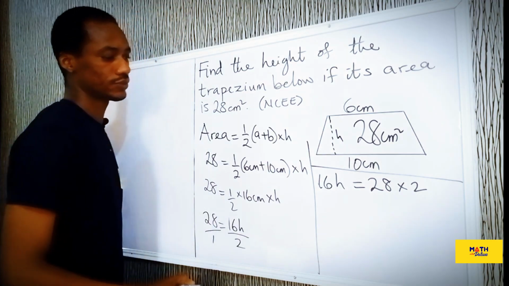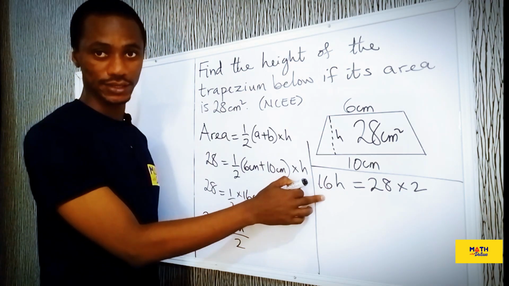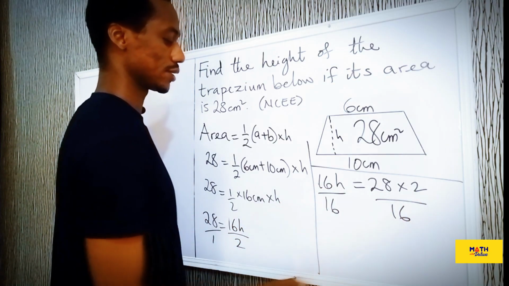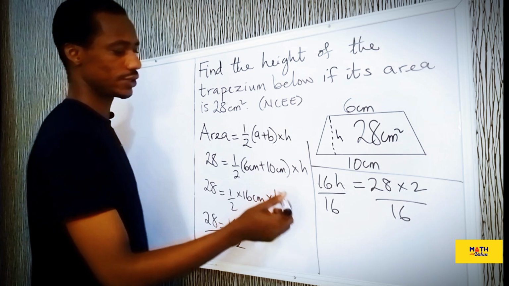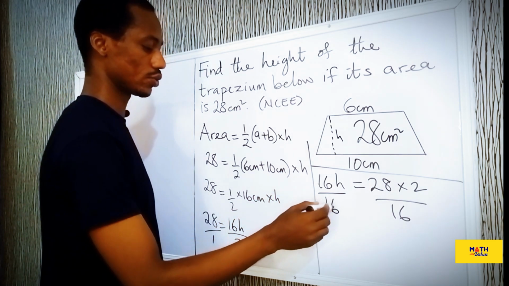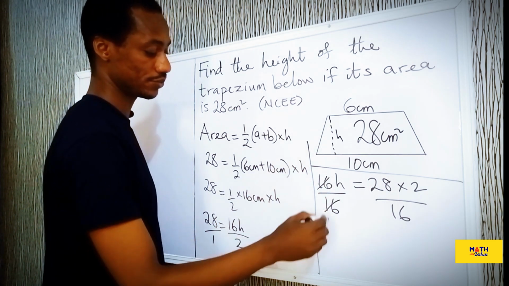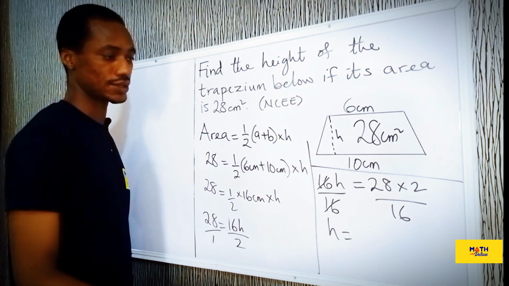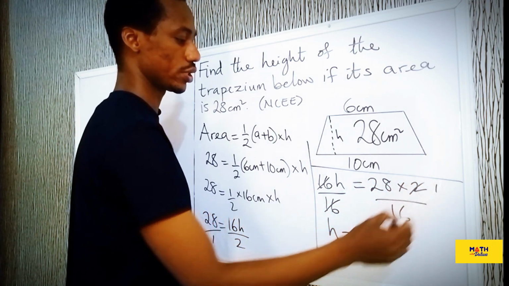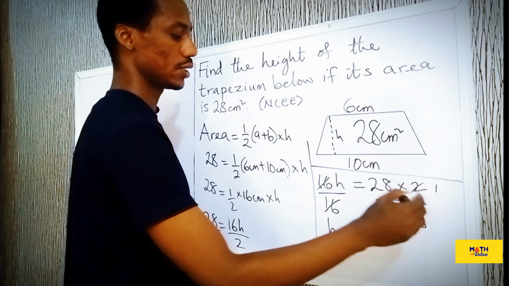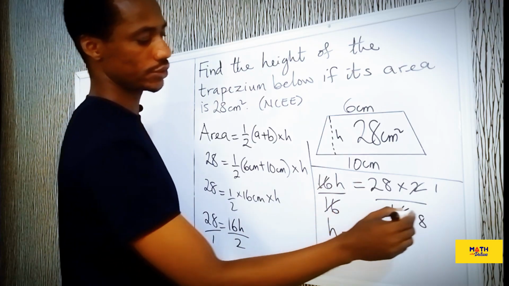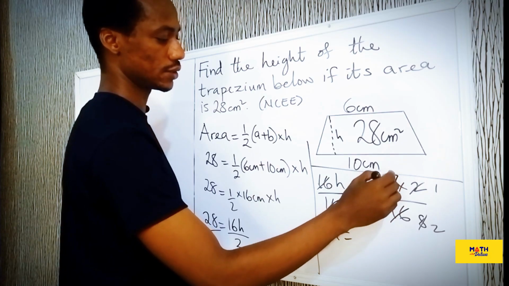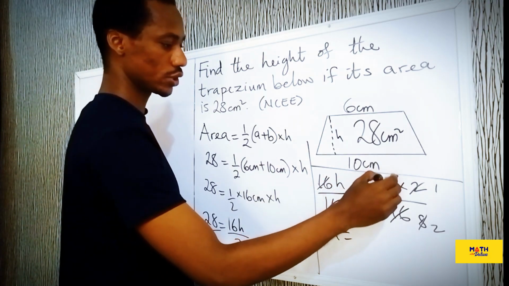I'll show you why. Because we need to divide both sides by 16 to get the value of h. So we divide both sides by 16 and this by 16. Doing it this way, you save yourself the stress. So 16 takes 16, you have the height, and then you can easily do your division by cancellation here. 2 can go here once, and in 16, 8 times. And 4 can go in this place. 4 in 8 is 2, and 4 in 28 is 7.